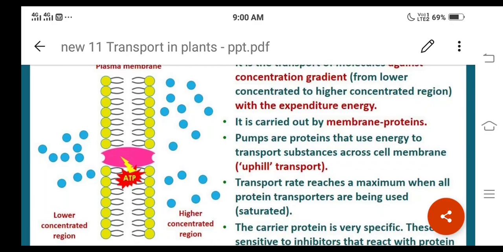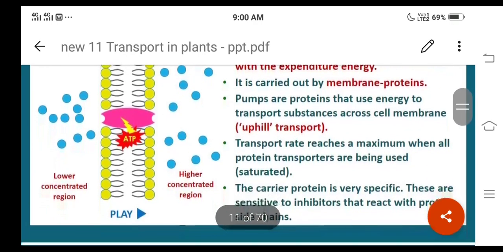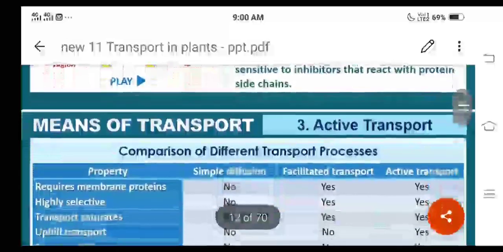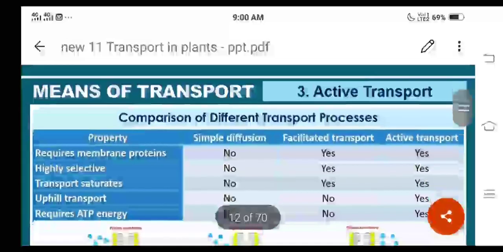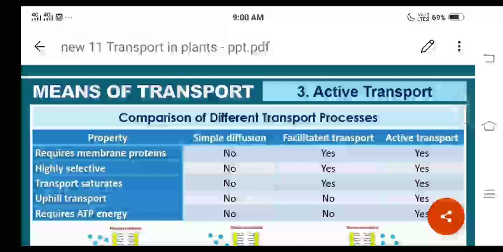Based on all these points, we are going to consider it as an active transport, right? Then let us understand the comparison. Comparison of different transport processes. What are those?